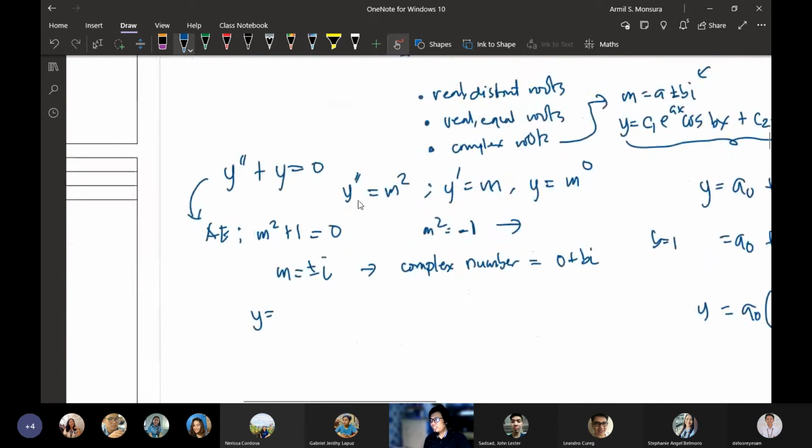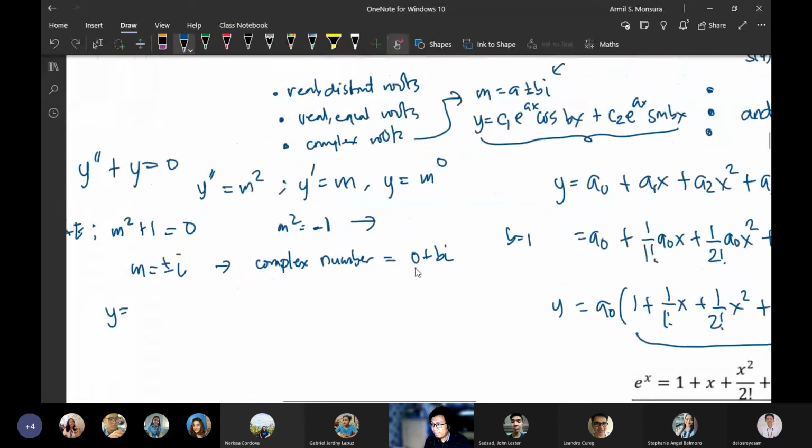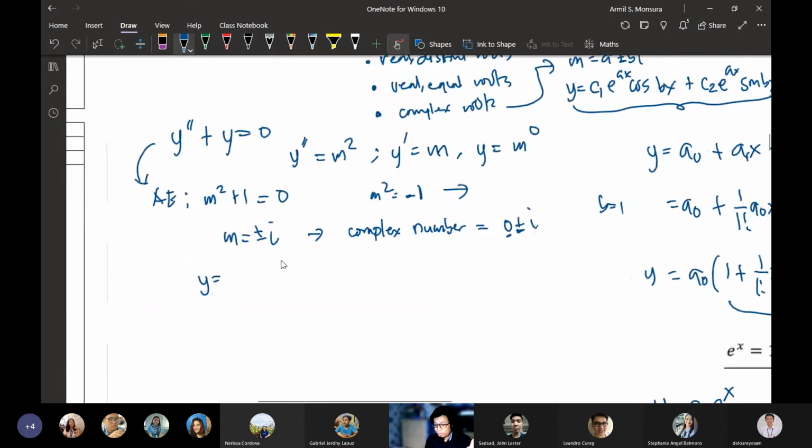In that case, since your a turns out to be 0 and your b turns out to be 1, our homogeneous solution, and therefore the general solution, is C1 times cosine of x. Your a is 0, so that becomes e raised to 0 times x, which becomes 1. So C1 cosine of x plus C2 sine of x. That is the general solution for this differential equation. Is this understood?